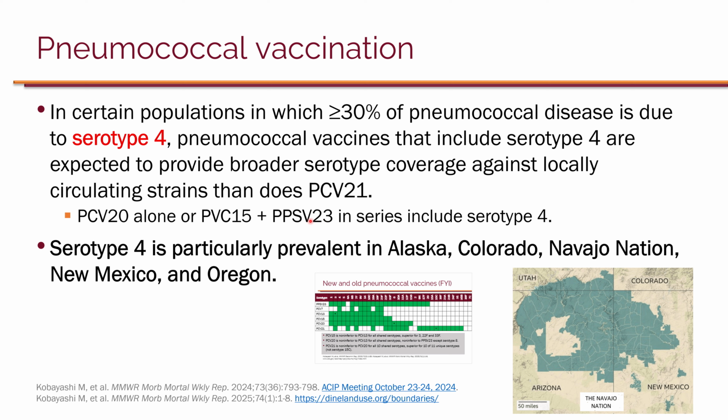Now, which areas are at this increased risk of serotype 4? So this is essentially in Alaska, Colorado, Navajo Nation. So for Navajo Nation, I have provided a map here that there are certain areas that span over Arizona, New Mexico, and Utah. And of course, other areas include New Mexico and Oregon. So if the patient resides in these areas, they are at increased risk of serotype 4 pneumococcal disease. So for these patients, it is recommended to use a vaccine that covers serotype 4.